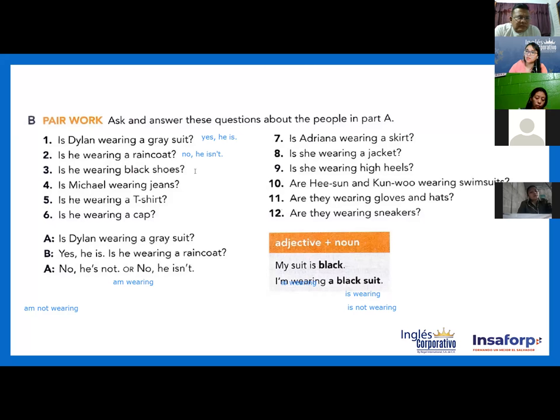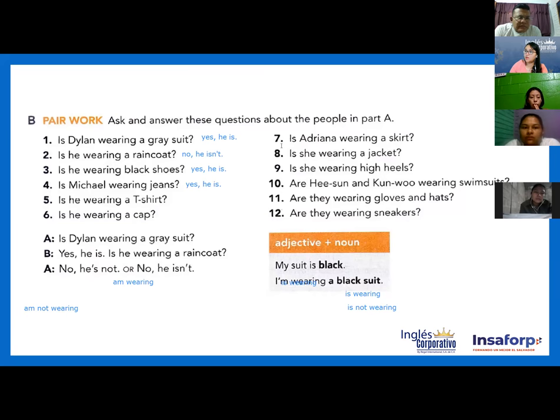Okay, is he wearing black shoes? Digamos que sí está usando. Yes, he is. Okay. What about Michael? Is Michael wearing jeans? Digamos que sí está usando. ¿Cómo nos quedaría? Yes, he is. Okay, las demás se repiten, right?